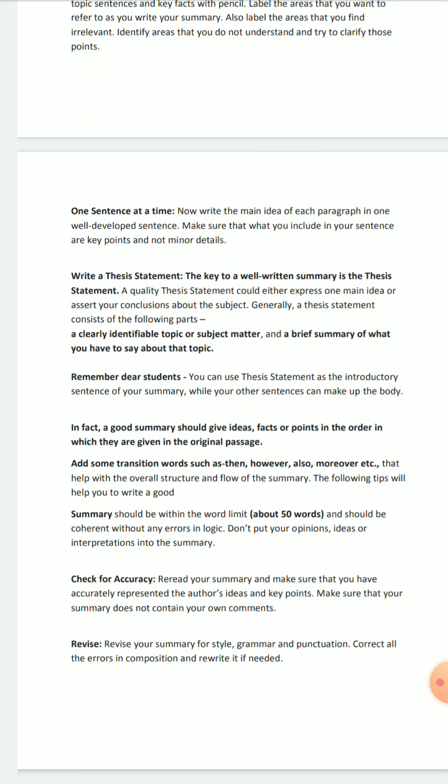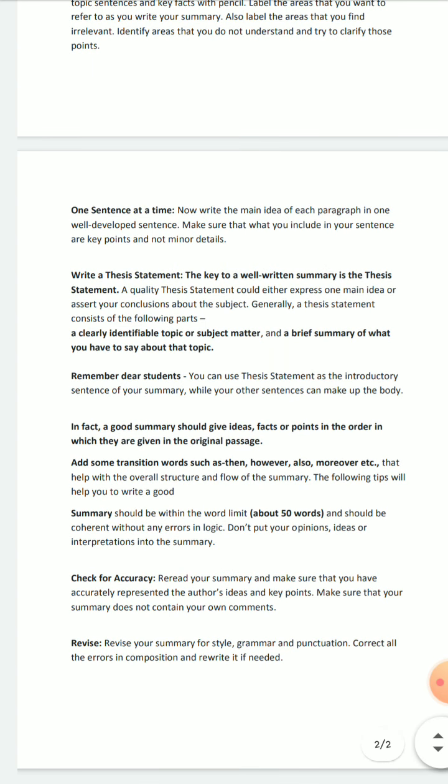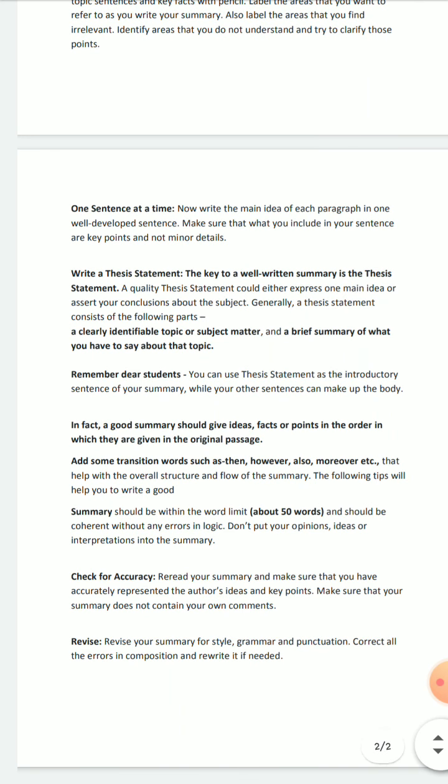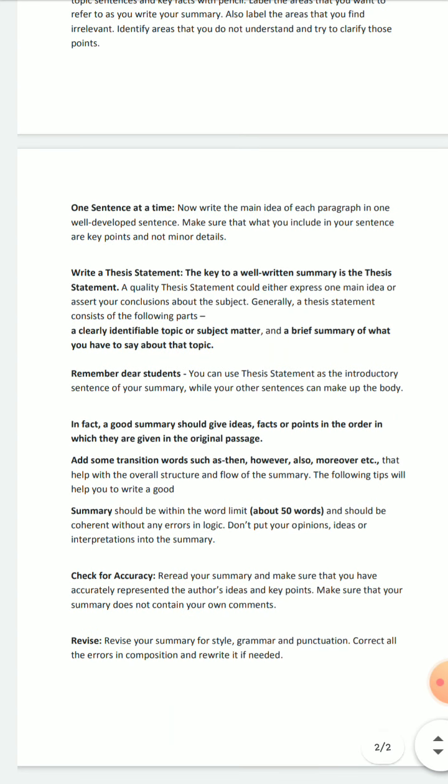Add some transition words. And what are those transition words? Like however, also, moreover, etc. That will help with the overall structure and flow of the summary. The following tips will help you to write well. So transition words you can use like moreover, however, also, then. It will add variety and a good flavor to your summary writing, and it will help you to write a good summary.